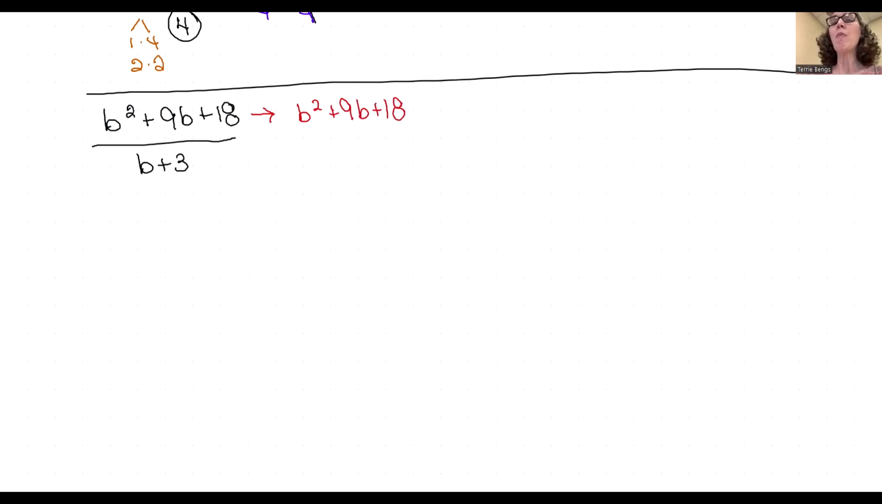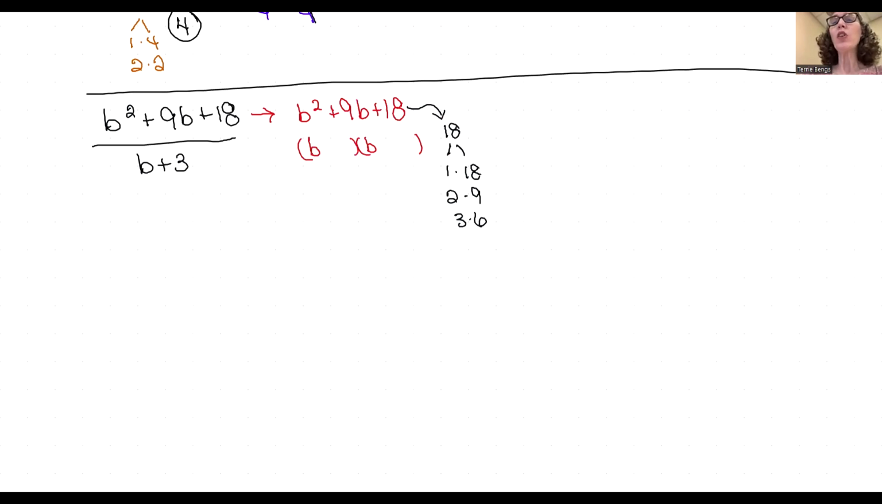They don't have anything in common, but I have a trinomial, so I can just put down my 2 sets of parentheses. We put the variable, because it's b squared, we just put b in each one. And then if you'll remember, we take that last number, bring it over to the side, and then we factor it. We've done this in other videos. So 1 times 18, 2 times 9, 3 times 6, they all make 18, right?